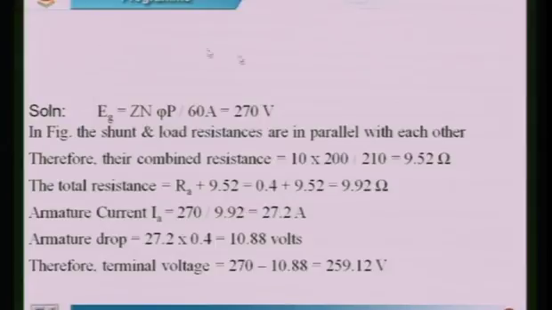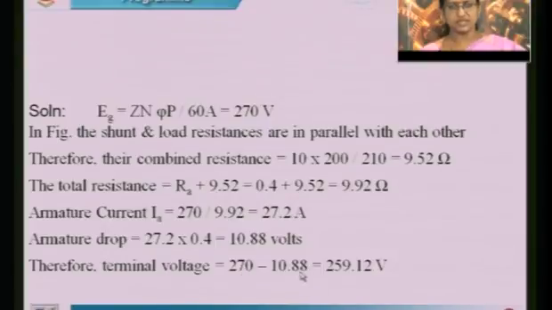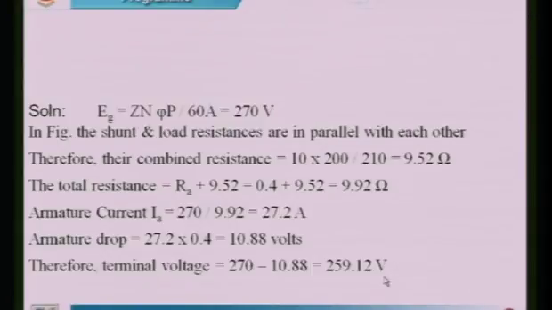So now Ia is equal to 27.2 amps, then armature drop is Ia into Ra. That is current Ia, 27.2 amps, multiplied with Ra, you are going to get 10.88 volts. Then you use the equation V is equal to Eg minus Ia Ra to get the terminal voltage. The value you are getting is 259.12 volts. So this is the solution for the second problem.